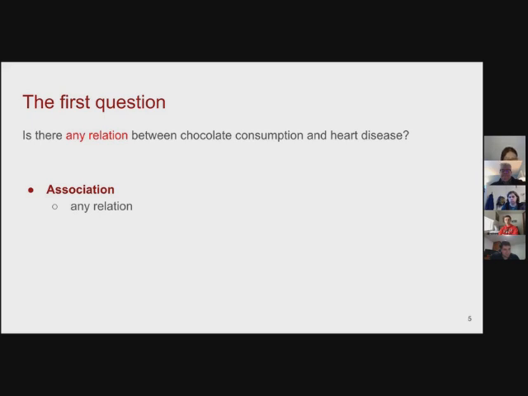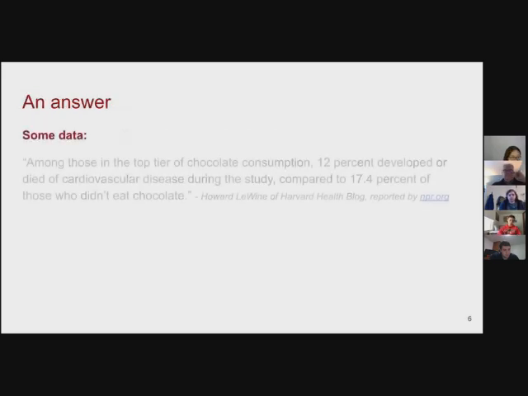So the first definition of our relationship is association. We're not saying one is causing the other, we're just saying that they're related. So for association, we're just hinting at any relationship, or sometimes we'll use the word link. One answer to that, let me just show you the data.